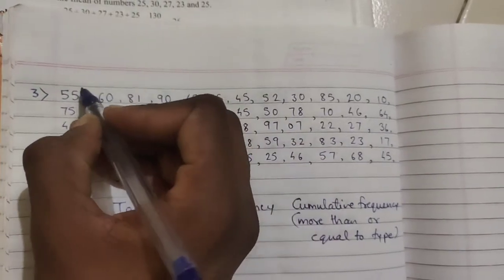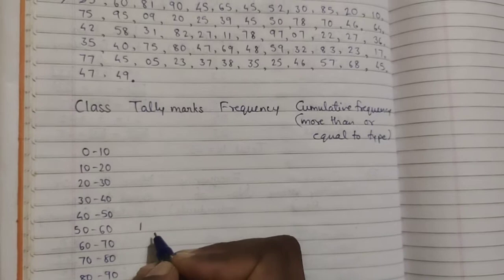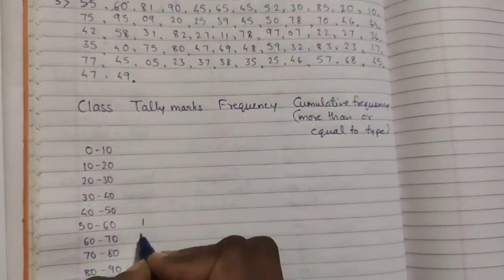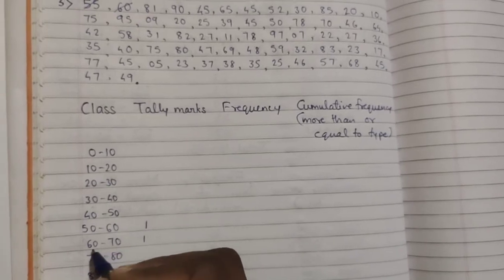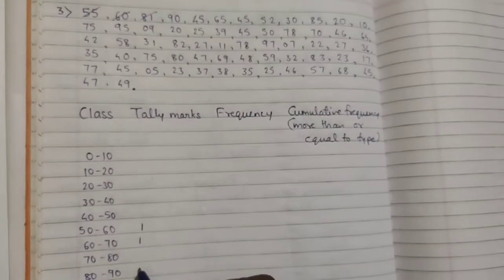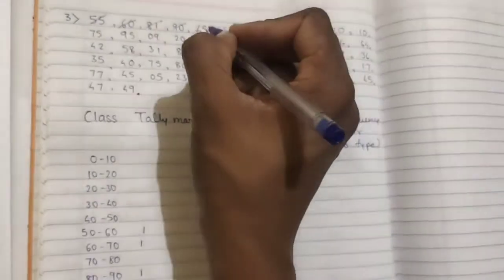First number is what? 55. So 55 will come here. Okay, 50 to 60 will come. Then next one is 60. So 60 will come in this column. You cannot take 60 here. Starting 60 is here. Okay, then you have 81. So 81 will come in this column. Then 90 will come in the last column.